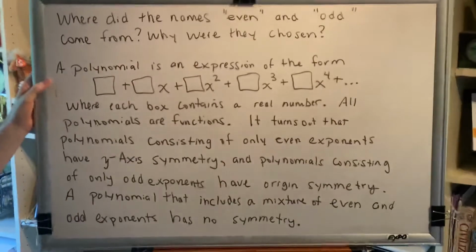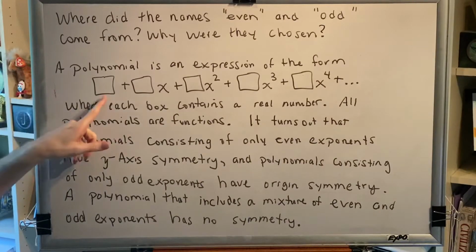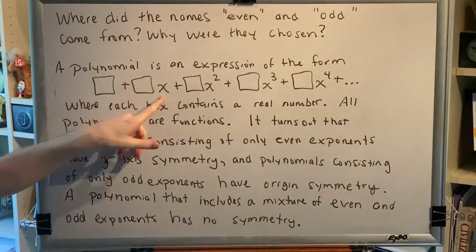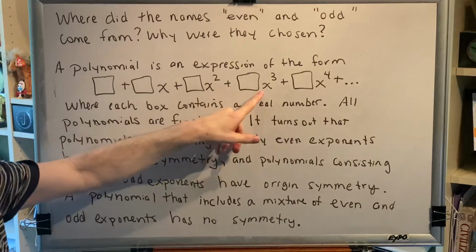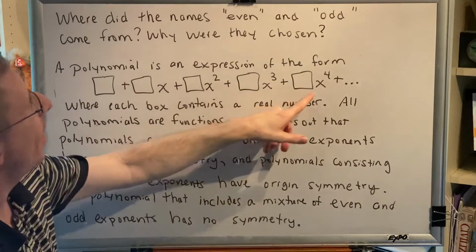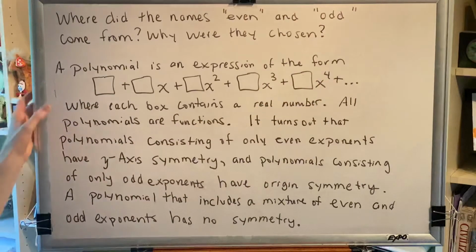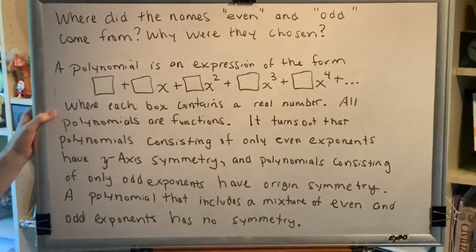A polynomial is an expression of the form box plus box x plus box x squared plus box x cubed plus box x to the fourth plus etc., where each box contains a real number.